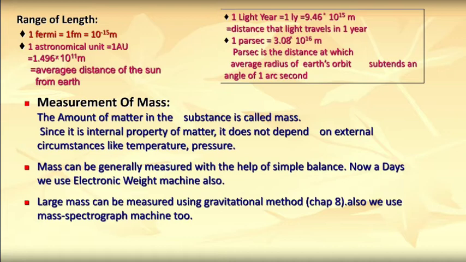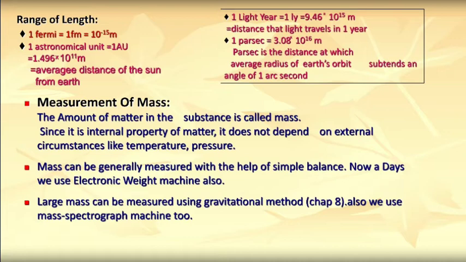1 light year is equal to 9.46 into 10 raised to 15 meter. What is the 1 light year? It is the distance the light travels in 1 year, that is known as the 1 light year. Here the velocity of light is taken as 3 into 10 raised to 8 meter per second.